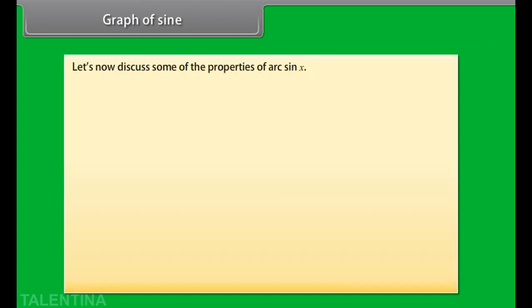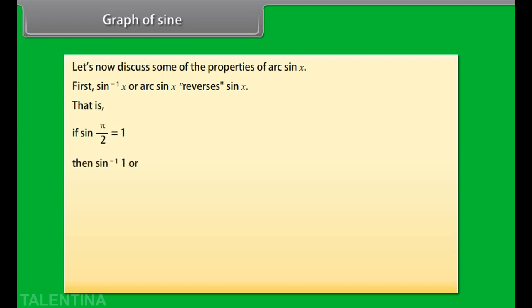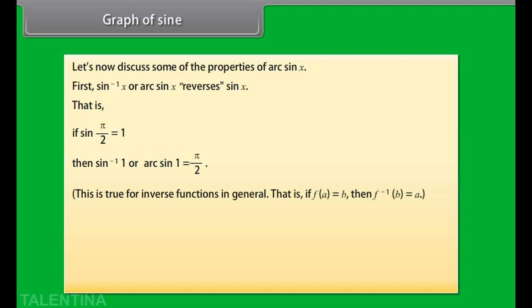Let's now discuss some of the properties of arc sin x. First, sin inverse x or arc sin x reverses sin x. That is, if sin pi by 2 is equal to 1, then sin inverse 1 or arc sin 1 is equal to pi by 2. This is true for inverse functions in general. That is, if f of a is equal to b, then f inverse of b is equal to a.